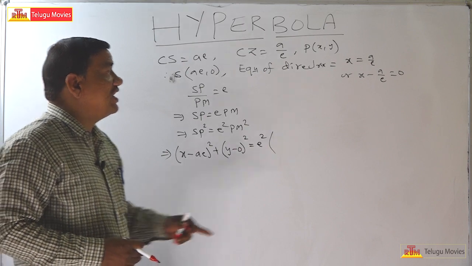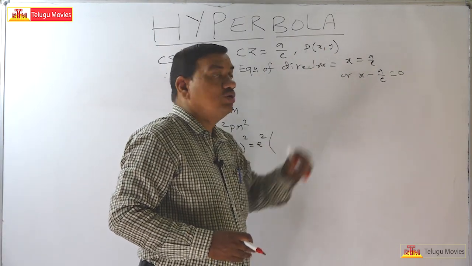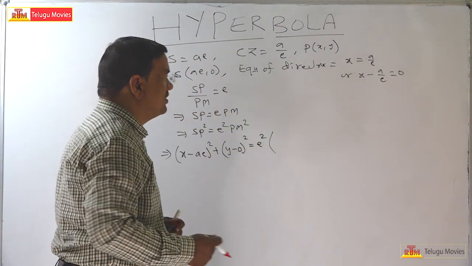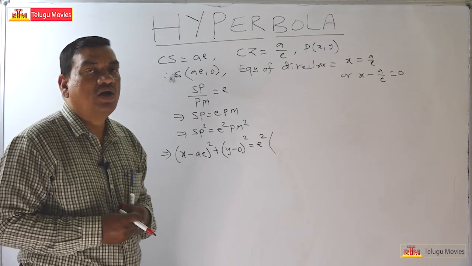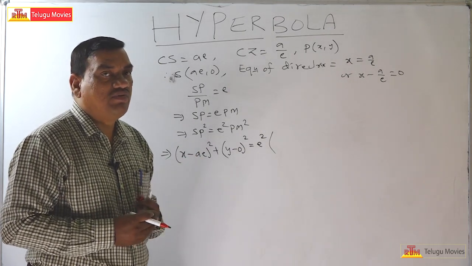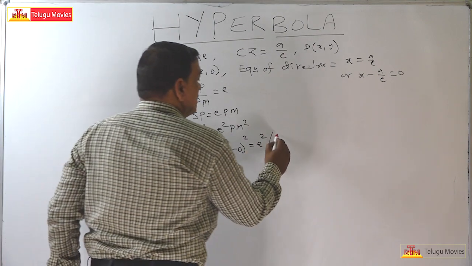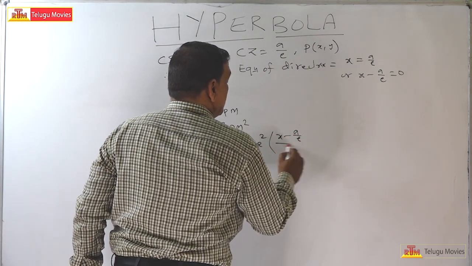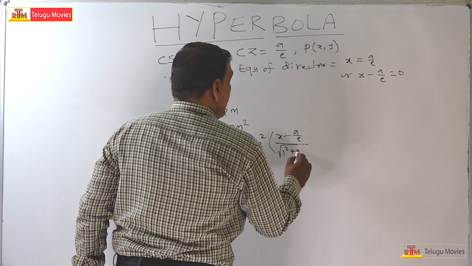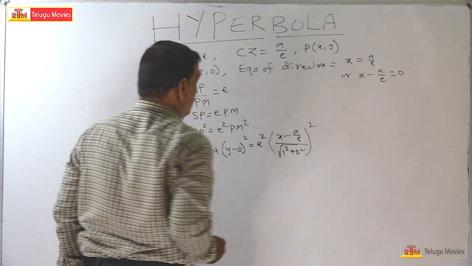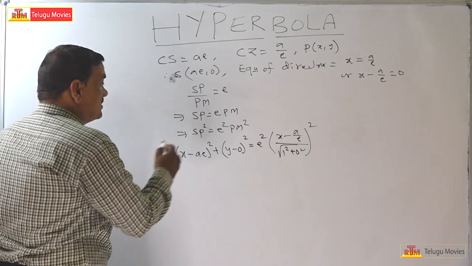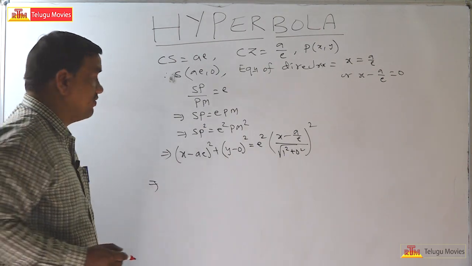e square into PM means how much? PM is the perpendicular distance from P to the directrix. That means, what is the perpendicular distance formula? Modulus of ax1 plus by1 plus c by root over a square plus b square. That means x minus a by e by root of 1 square plus 0 square. So let us expand this expression. Let us see what happens.